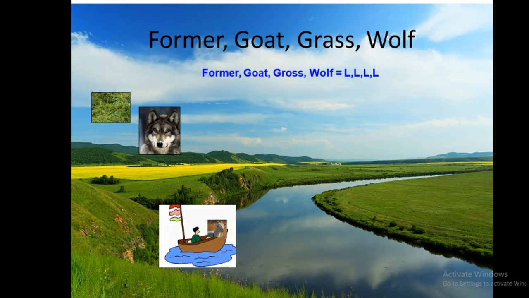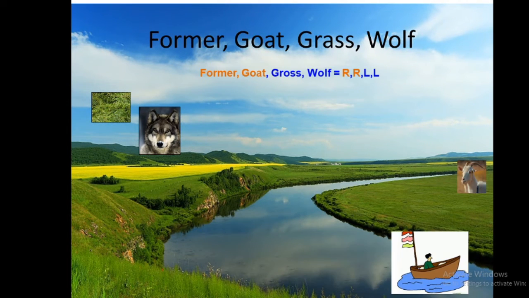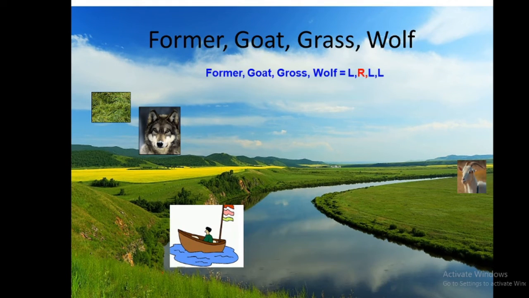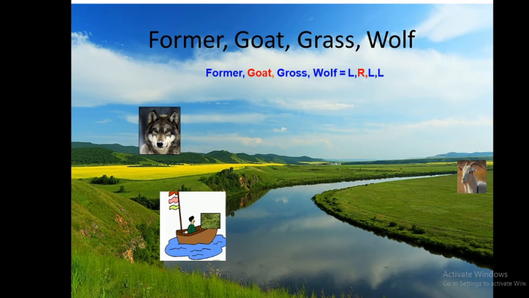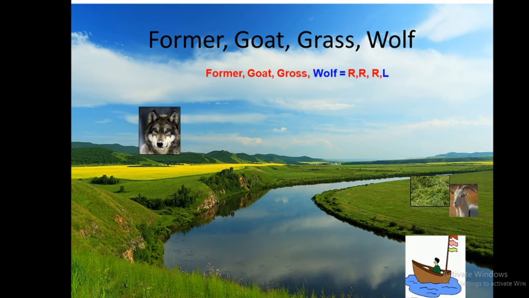So he took the goat and moved to the right side. After dropping the goat, he came back to the left side of the river and decided to take the grass and drop it on the right side. In this situation, if he picks up the wolf from left to right, in the meantime the goat will eat the grass. He must save all the things. This is a must in this story.